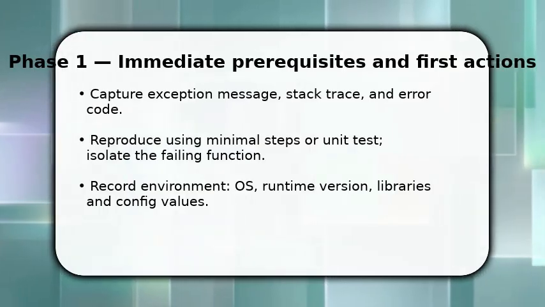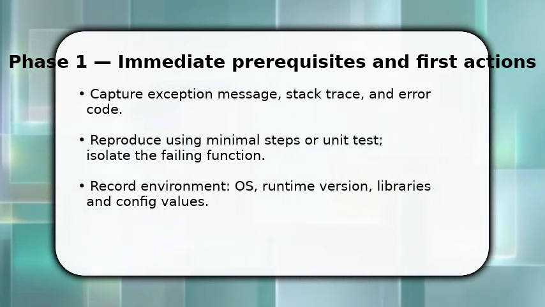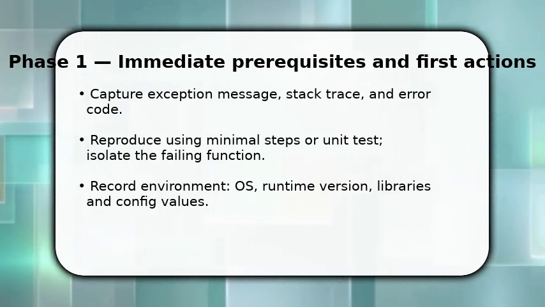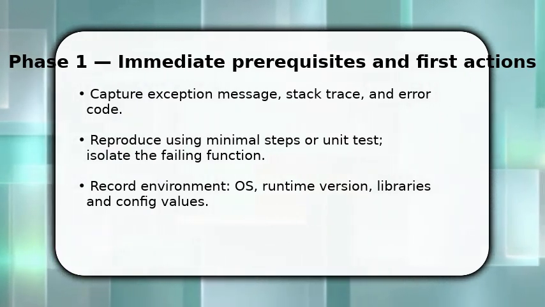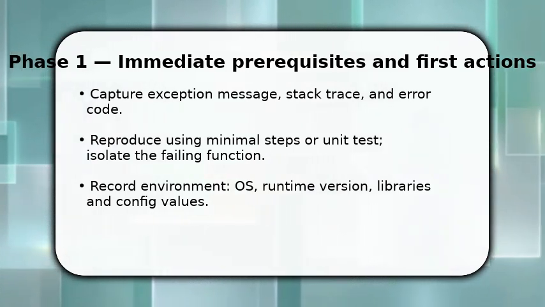You start by reproducing the error reliably. This gives you a controlled experiment. Collect the full stack trace and exact exception text so you know where execution failed. Next, make a minimal test case or run the failing scenario in a debugger to observe variables and state.